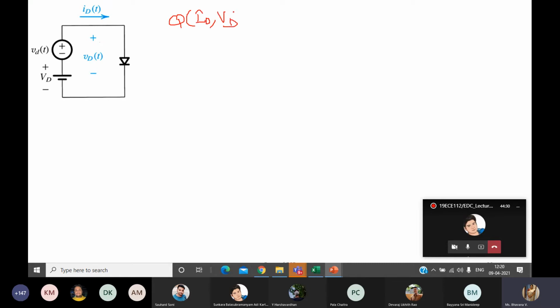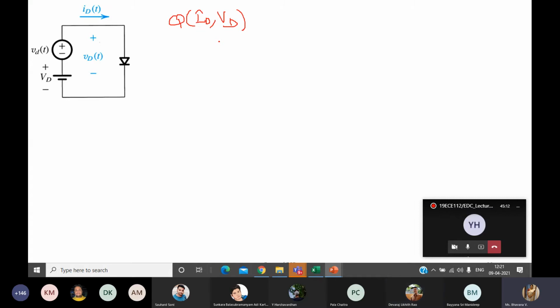You have studied four different models. Which is the best suited model to determine the Q point? Not exponential. The constant voltage drop model. There is no need to do any approximation. In the constant drop model, you can directly take VD as equal to 0.7 volt. So that is the preferred model to start the analysis. We have done some numericals also, and everywhere we started with VD equal to 0.7 volt only, right? Yes, ma'am.